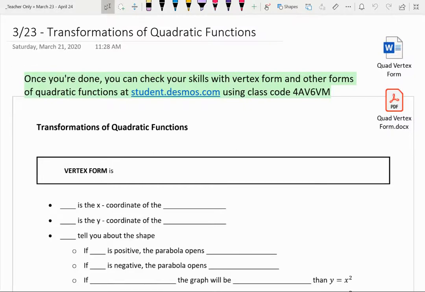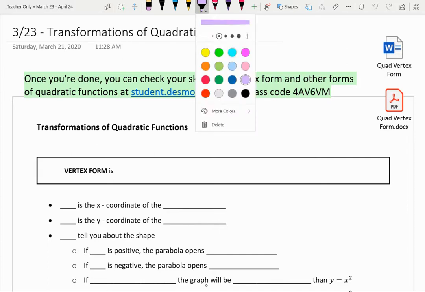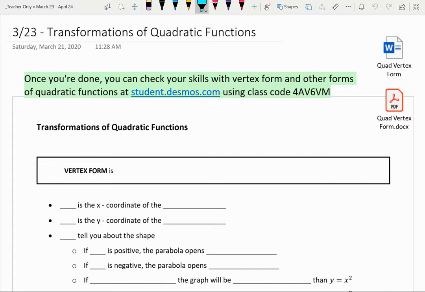Hi there. So this is our first set of review days here. We're going to start with quadratic functions. This was our first unit of the year. Our first topic here is transformations of quadratic functions, which we really can think of as vertex form. We're going to go through some notes together. I'm going to leave some examples for you to do.